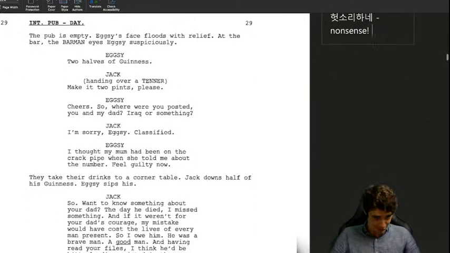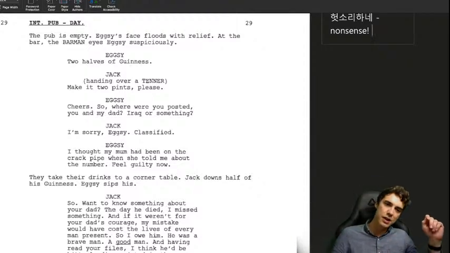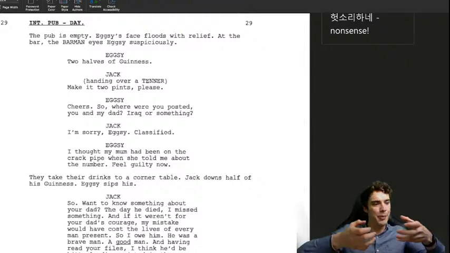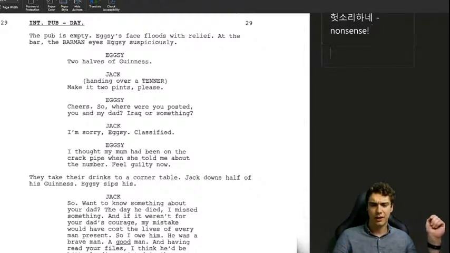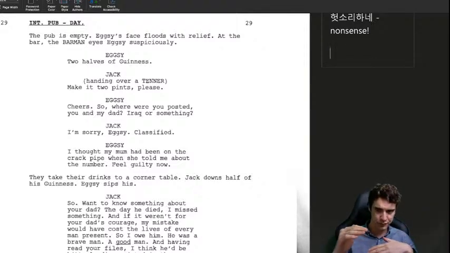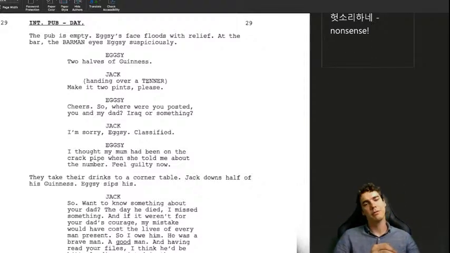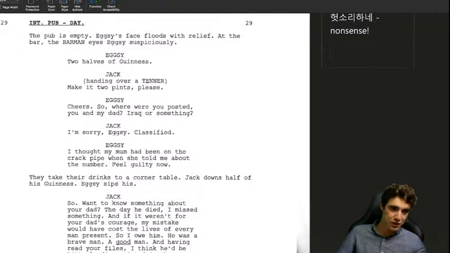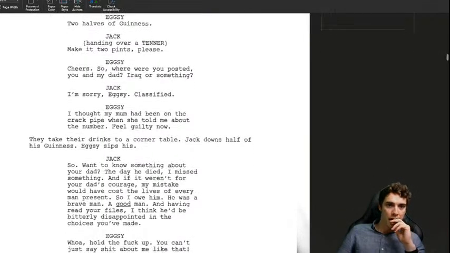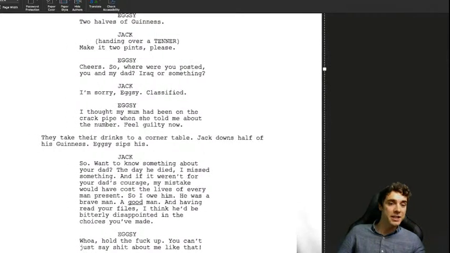Okay, so they're in the pub. Two halves of Guinness. Two halves. Make it 2 pints, please. 그래서 원래는 half a pint. A pint is like a little less than a liter. So maybe 900 mils. I don't know, 800 mils. Yeah, so half a pint, two halves of Guinness. So you could say like a half of Guinness, half a pint of Guinness. You could say half of Guinness, please. And then he's saying, make it 2 pints, please. 그래서 그 대신에 pint 두 개 좀 주세요. 이렇게 말하는 거예요. Make it.